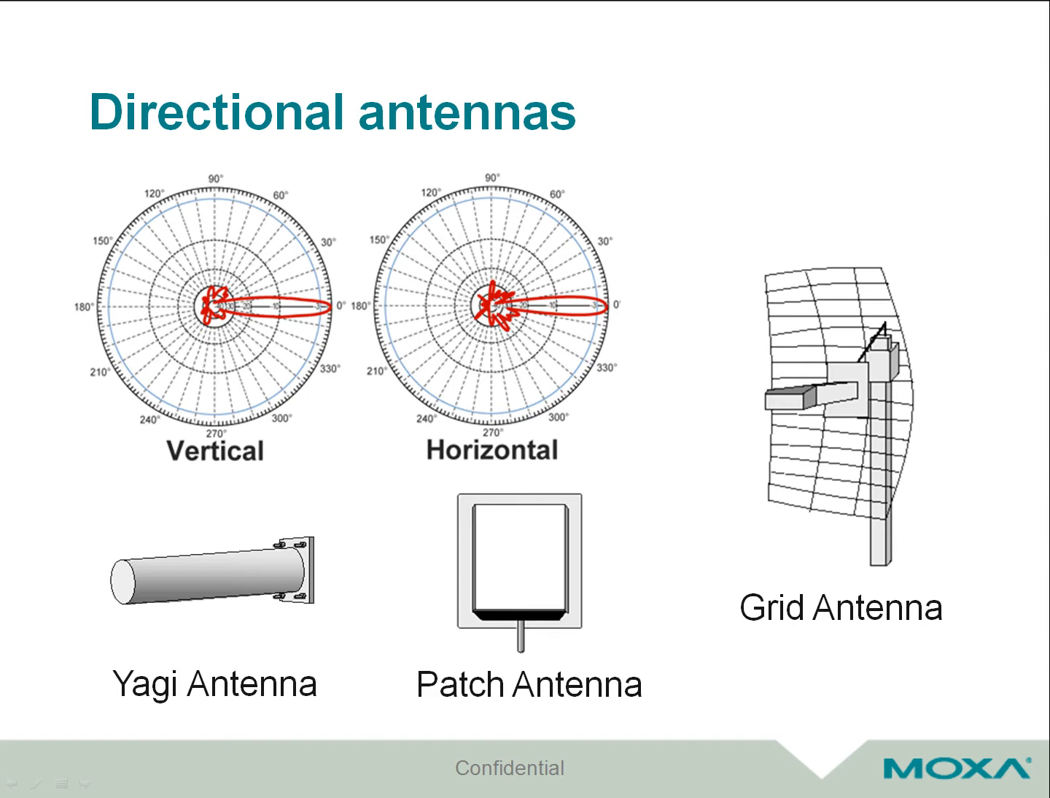Directional antennas focus signal in one direction in both planes, which gives us even more boost in signal. There are several directional antenna types, including Yagi, patch, and grid antennas.